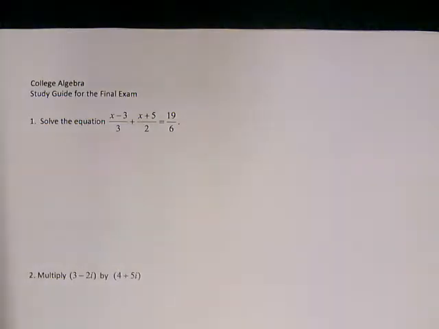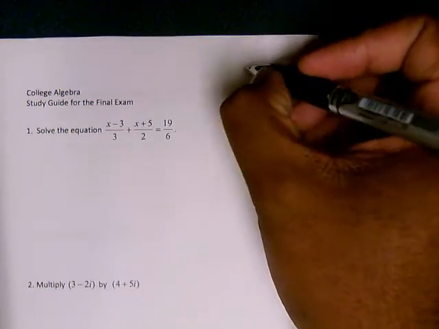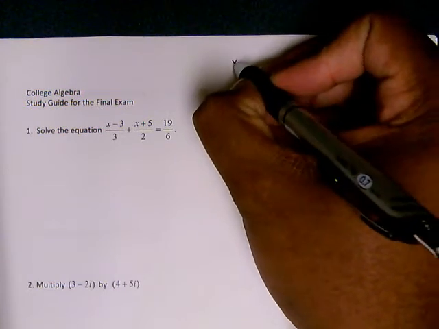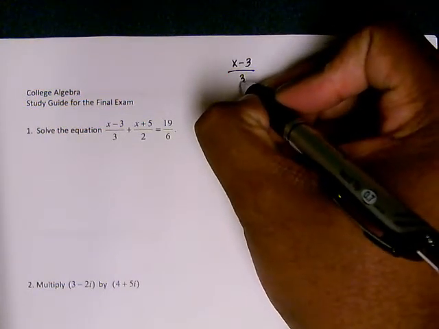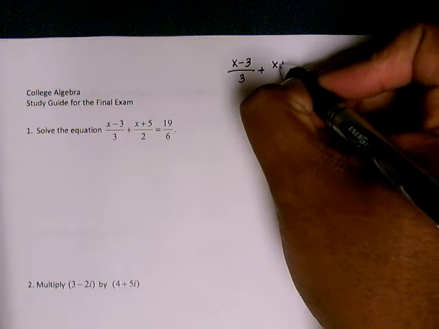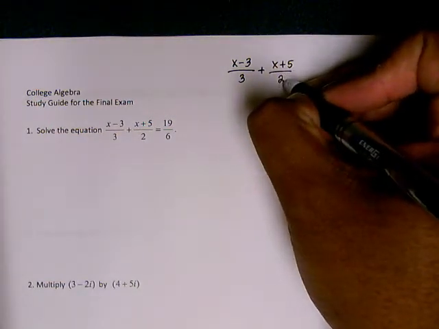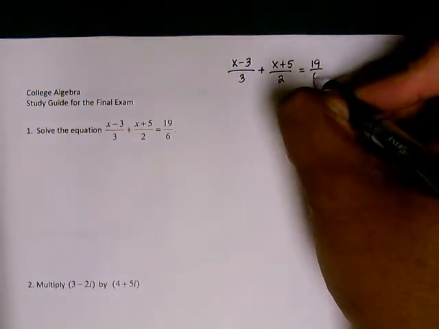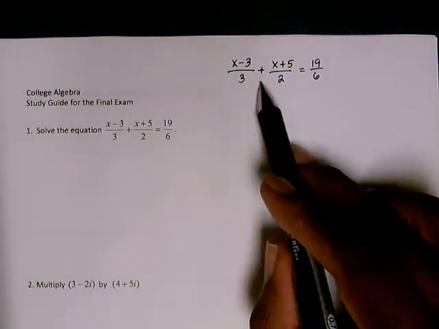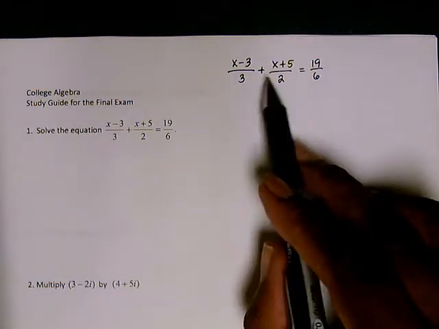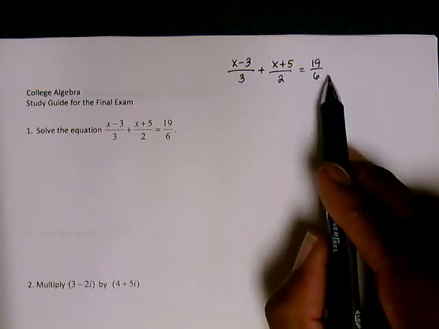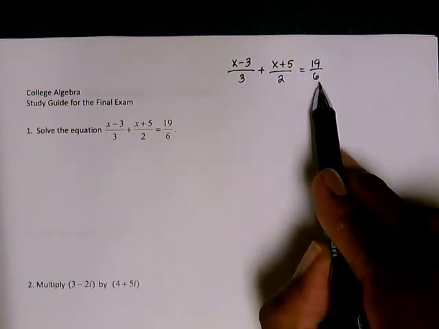We'll begin with problem number 1, where you have to solve the linear equation (x minus 3) divided by 3 plus (x plus 5) divided by 2 equaling 19 divided by 6. So what I'm going to do here is just rewrite that original problem. And notice that we've got fractions, but it's whole numbers in the denominator. It's written in a fraction form, but it's whole numbers in the denominator.